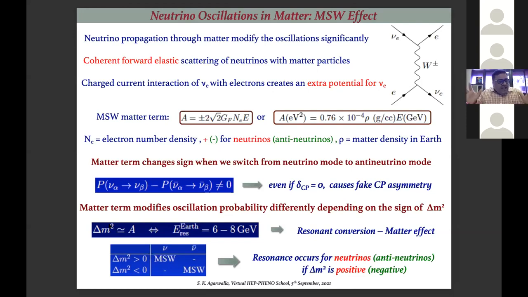Now, if in nature this atmospheric mass splitting is positive, and if you are dealing with neutrinos, then this A is also positive, and you will see this resonant conversion. On the other hand, if this ordering turns out to be inverted, and if you are dealing with anti-neutrinos, then this A is also negative, and you can encounter this kind of resonant conversion. So these are very important things when we would like to analyze our oscillation data. This information is very important, so try to understand it, and this will really help when we analyze our oscillation data in the next few slides.